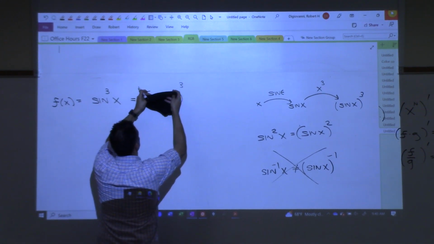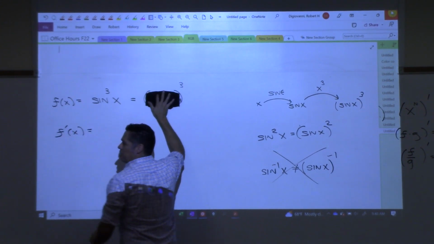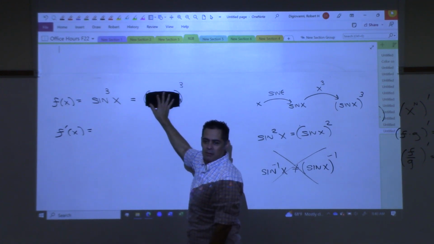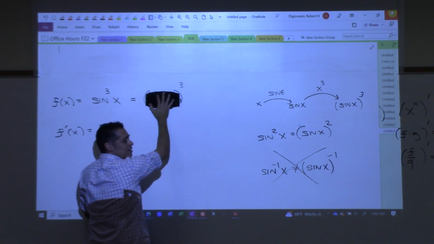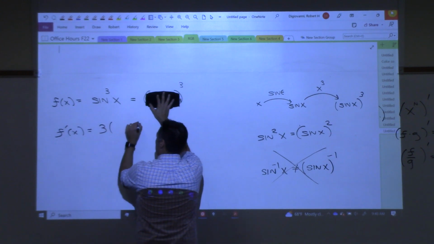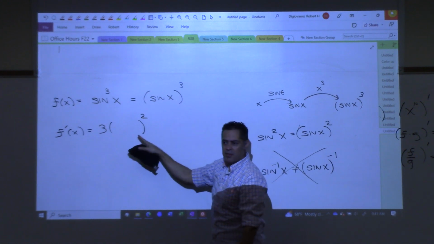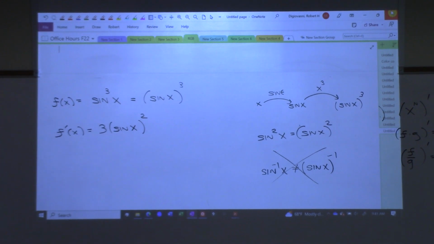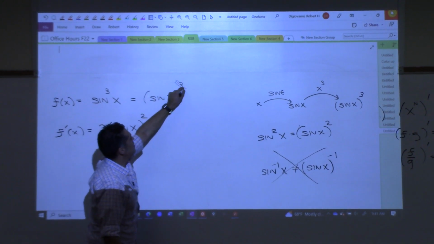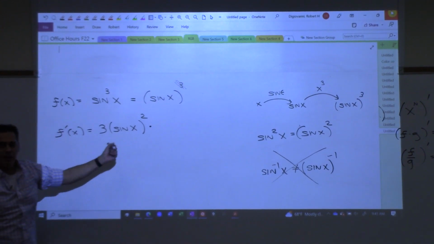What is the derivative of a dirty rag cubed? 3 dirty rags squared. Yes? So my dirty rag is sine x, right? That goes here. Are we done? No. What do we need next? We've taken care of the cubed. Now you need to go take care of the inner function, and we're going to multiply. So what goes here? Cosine x. We're done.